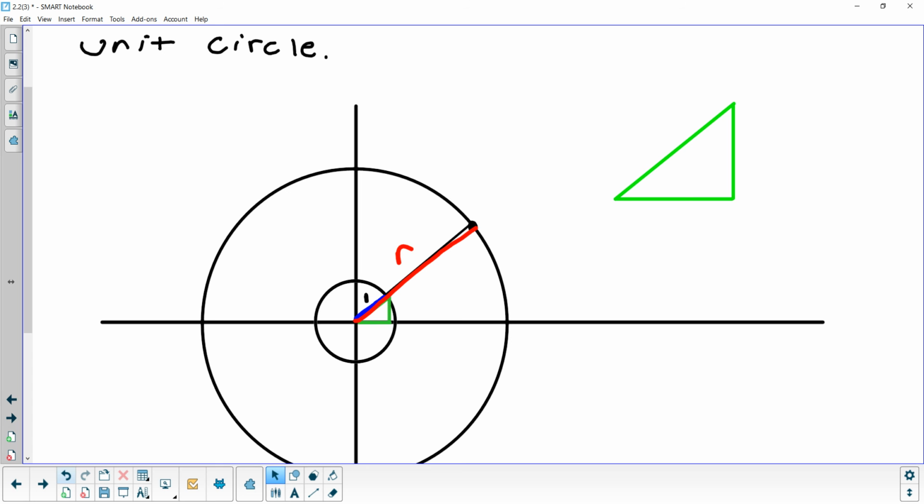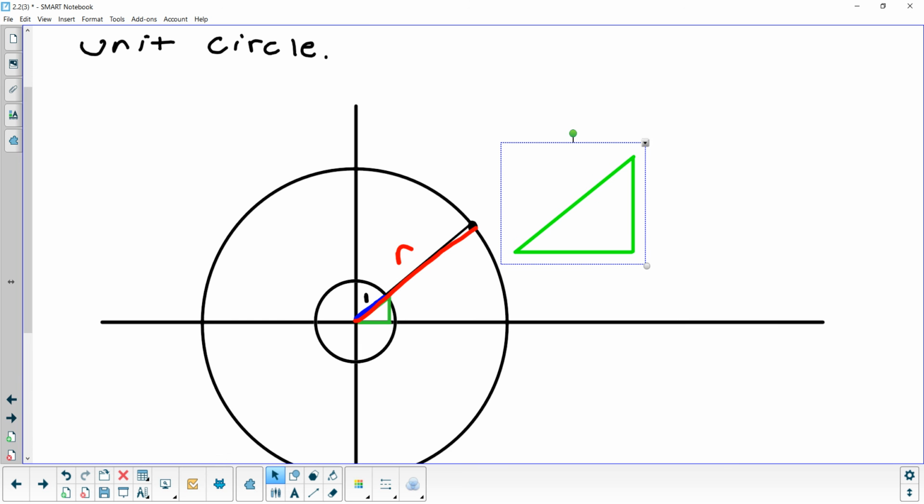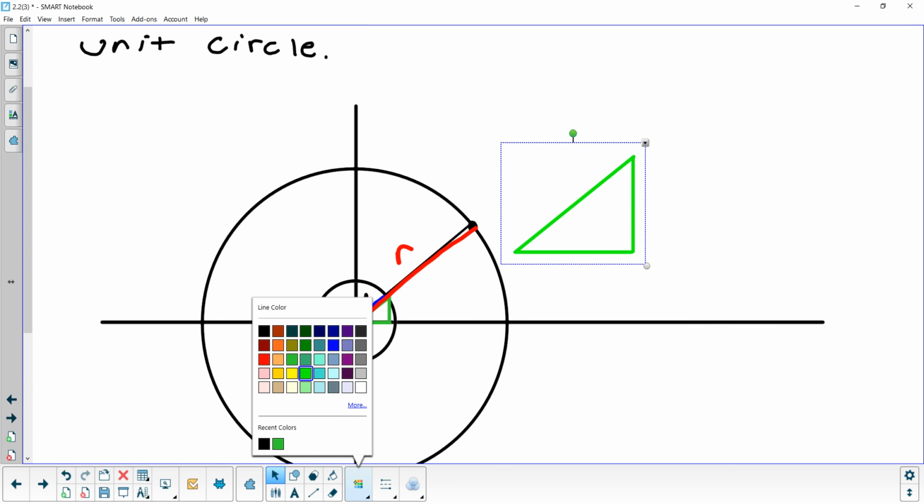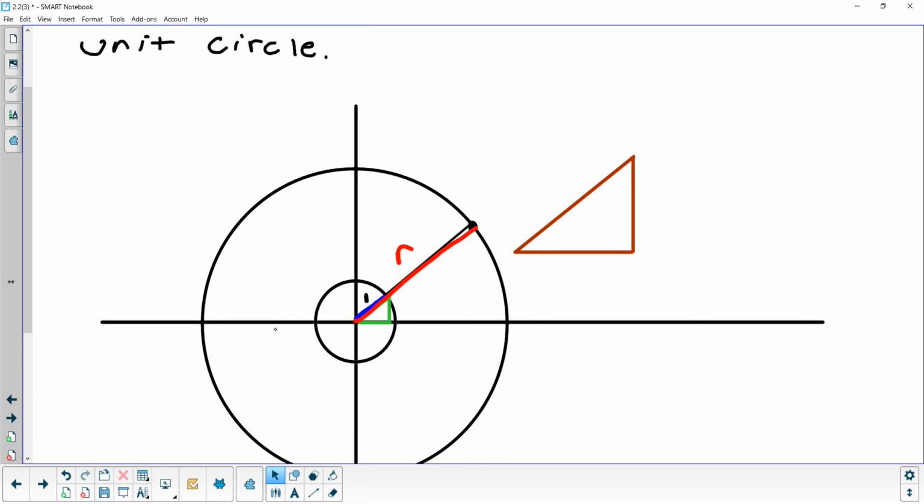Okay, so we got our triangle in green, and there's the little triangle that we draw. Sometimes it's in quadrant 1, 2, 3, whatever quadrant it's in. All right. Here, let's do this triangle in, I don't know, let's do that color. Here's our triangle, but now it's a bigger triangle.